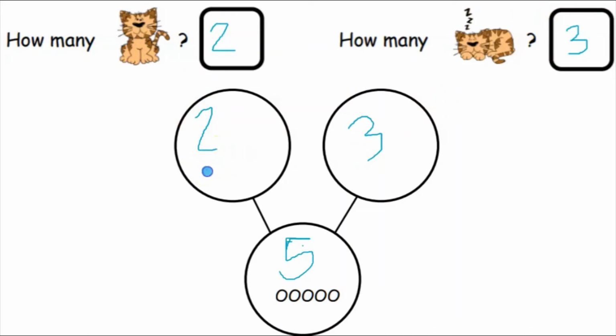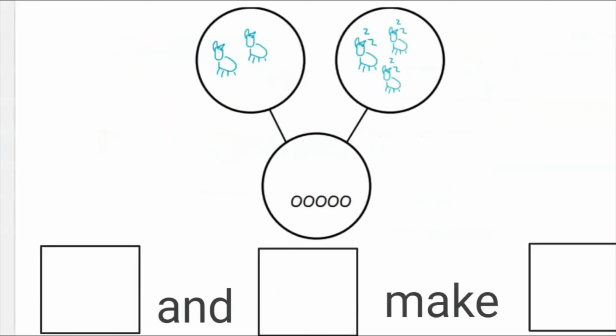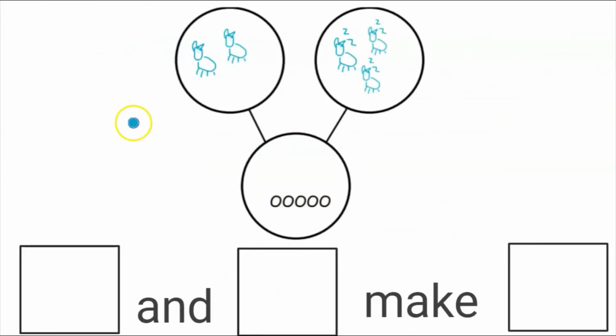If I draw circles to represent my cats, I can go back and count my circles and they should match up to 5. As we know, if we look at our whole, we have 5 circles. 1, 2, 3, 4, 5. That means 2 and 3 make 5. Now that I've drawn my cats and I have my parts, let's put our numbers into our number sentence.